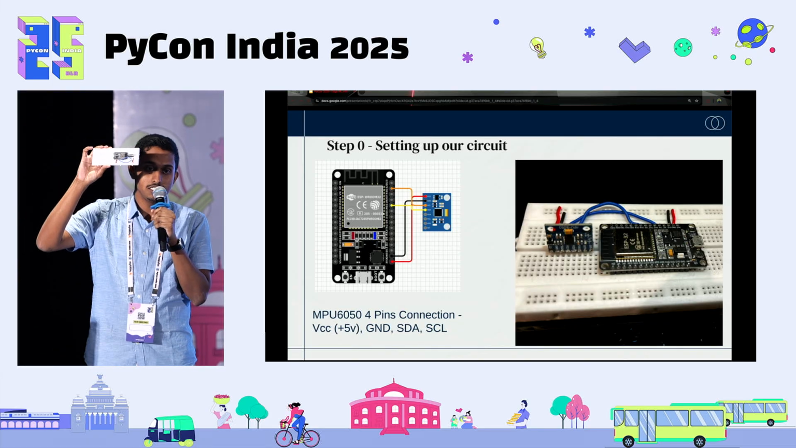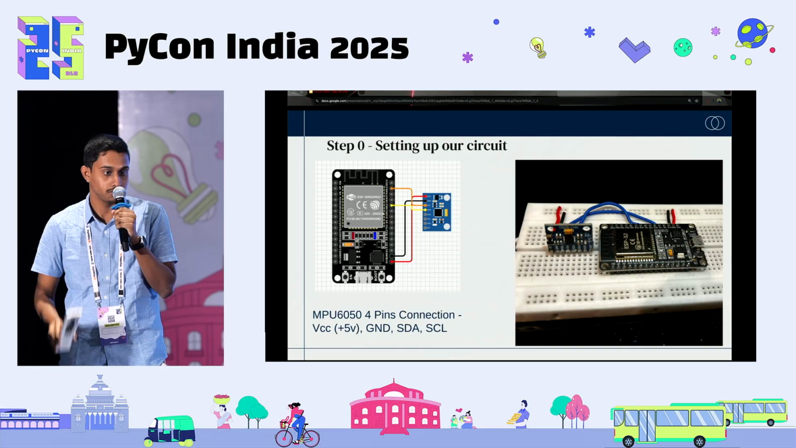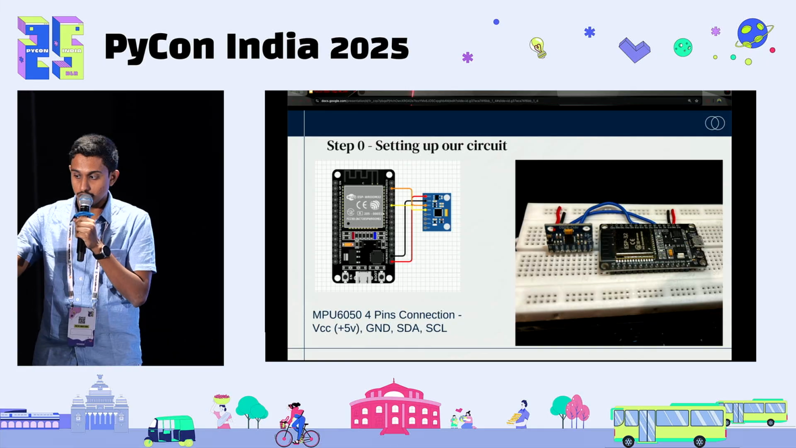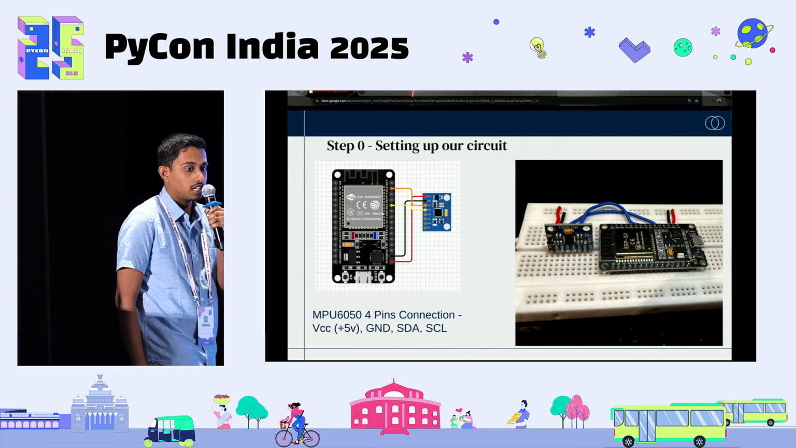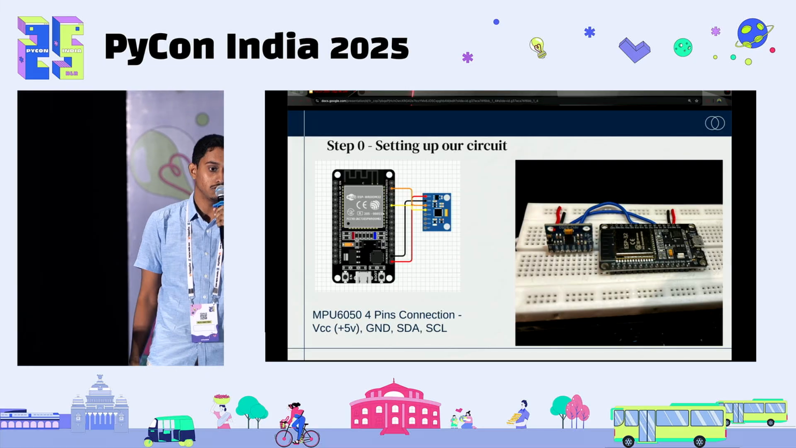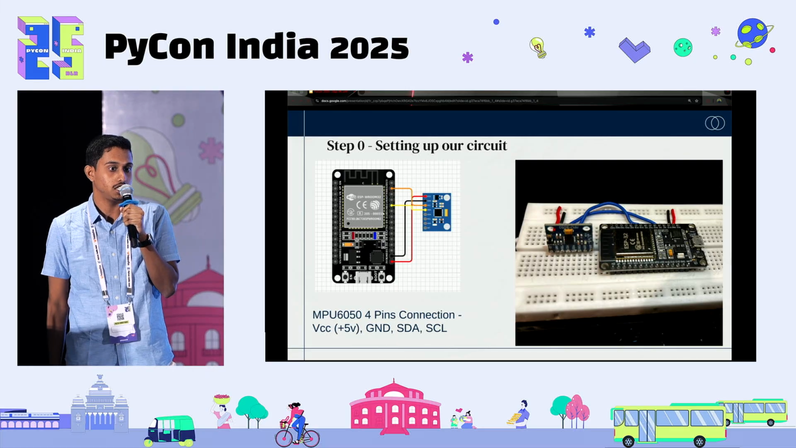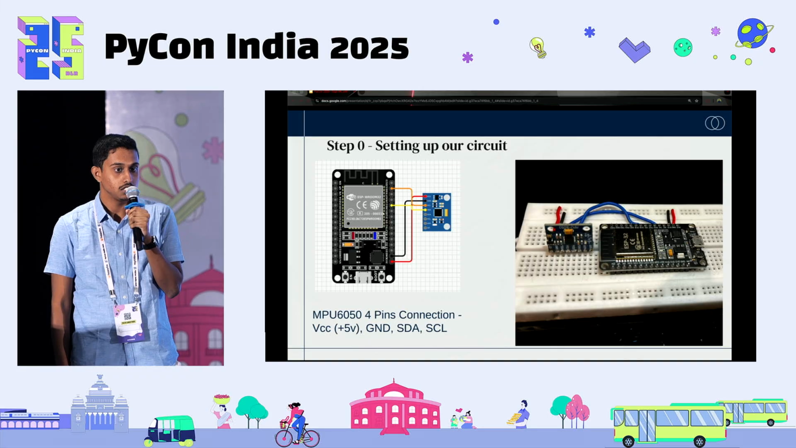Essentially it looks like this. You just connect two pins for the data that you need, that's the SDA and the SCL. Two pins are connected to 5 volt and ground. So just 4 connections that you need to get your circuit started.